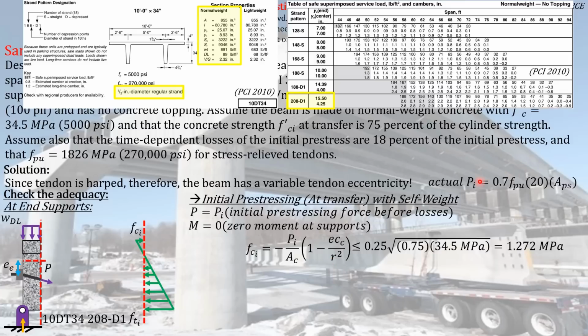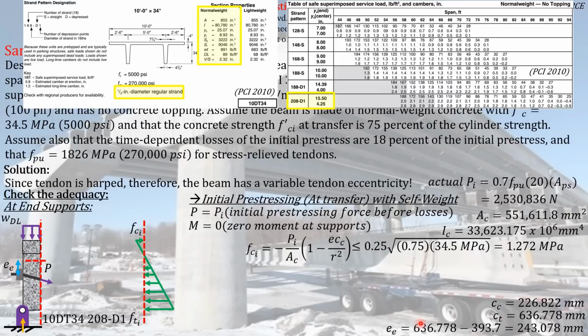So the actual Pi, if you can remember, is just equal to this, and then the area of the section, we already converted it to SI, as well as the moment of inertia, and the distance of the centroid to the top fiber, and the distance of the centroid to the bottom fiber. And this is actually the eccentricity at the end supports.